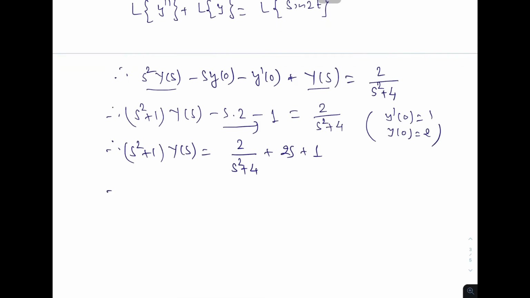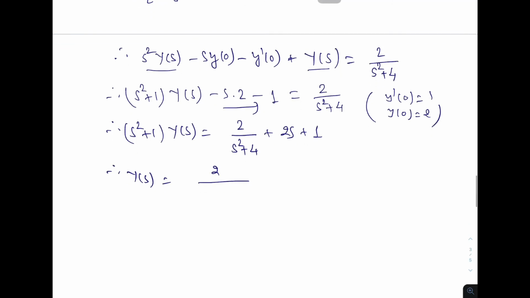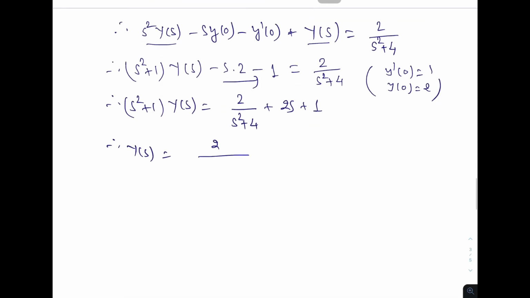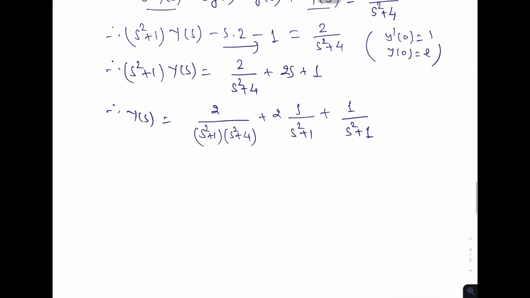So therefore Y(s) equal to 2 over, now we take this s square plus 1 to this side. So 2 over (s square plus 1)(s square plus 4), plus 2s over (s square plus 1), plus 1 over (s square plus 1). We need to take care of the things so that the inverse Laplace transform we can find easily. Now this is not difficult to handle.